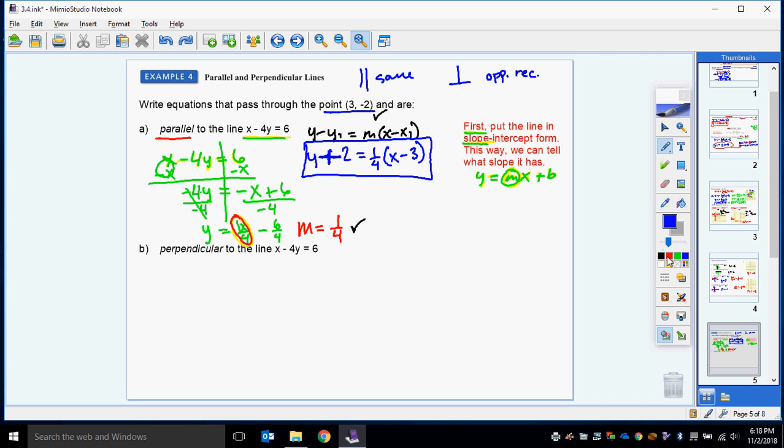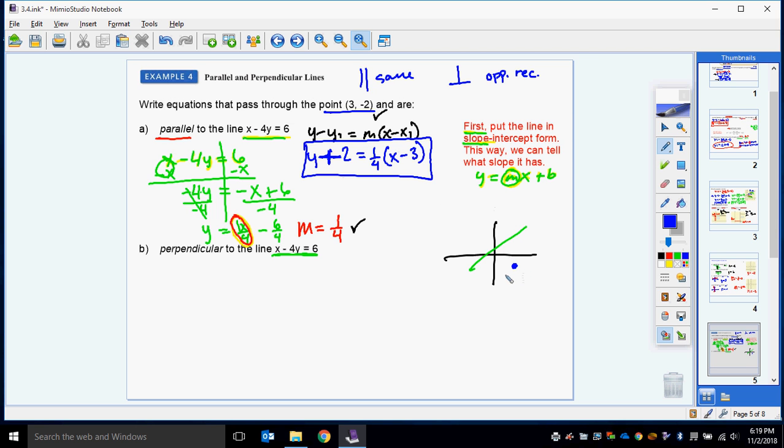Notice how it says we want it now perpendicular to this line. Well, it's that same yellow line. I'm going to change it to green. It's that same green line as in part A. We're still going through this point. Okay, so let me paint you a little picture here. I have a green line somewhere, and I have the point 3, negative 2 over here.